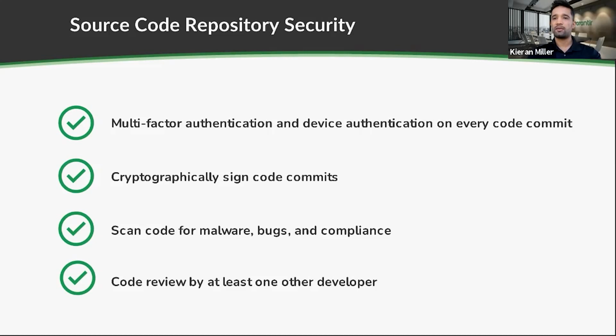So you want to protect it with security controls, MFA, device auth, that kind of thing. You want to cryptographically sign your code commits. Scanning for malware and bugs, we just showed that in the previous video, how that works. And then you want to do code reviews as well. We're not going to talk about code reviews today, not because it's not important, it's actually really important. And it's especially important if you want to avoid insider threats and things like that.